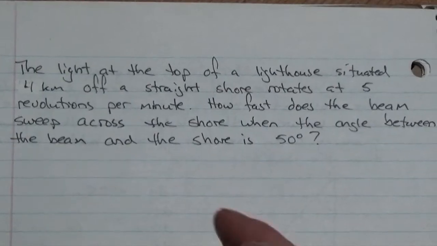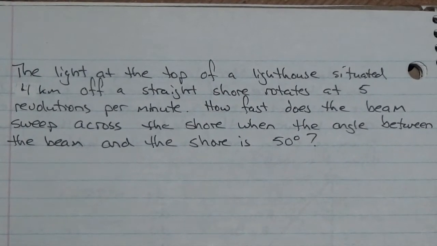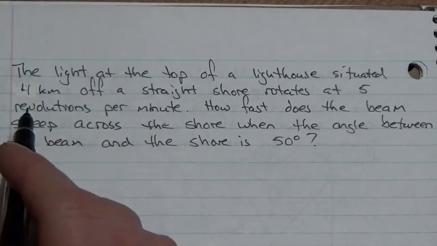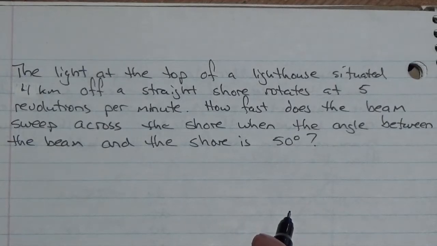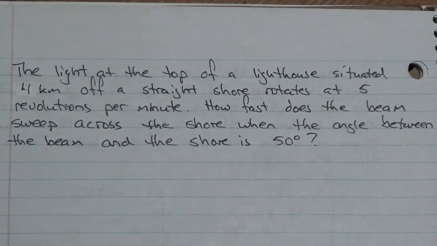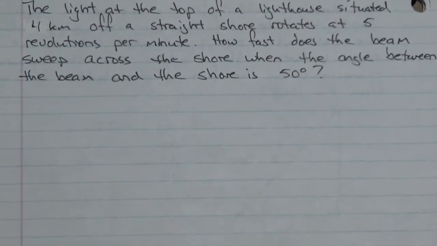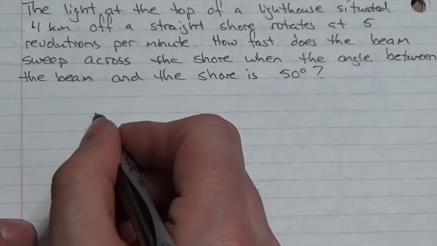Okay, now here's another one. The light at the top of a lighthouse is situated 4 kilometers off a straight shore, rotates at 5 revolutions per minute. How fast does the beam sweep across the shore when the angle between the beam and the shore is 50 degrees? Okay, once again, we got to take a quick look at the geometry of the situation.